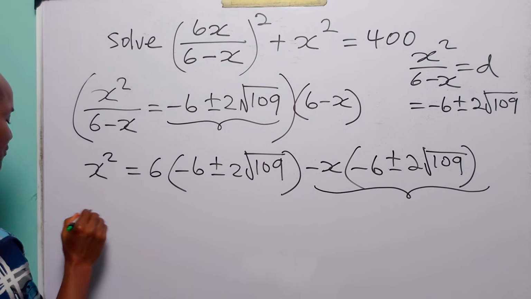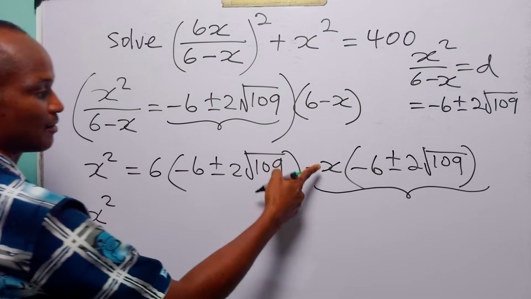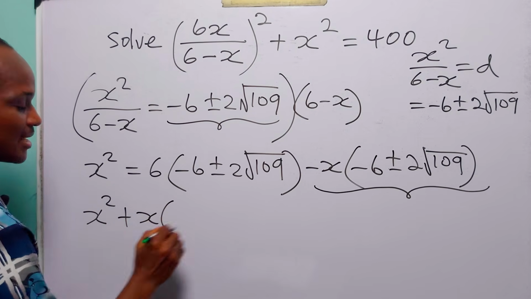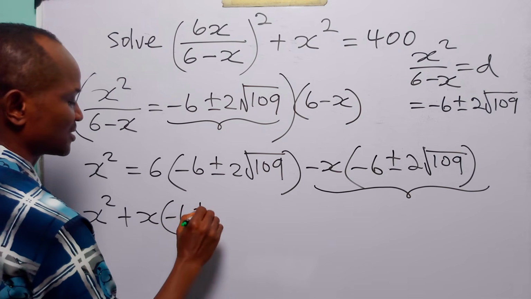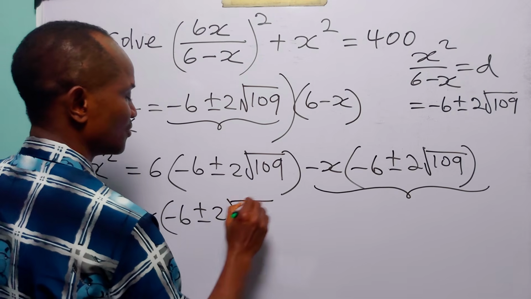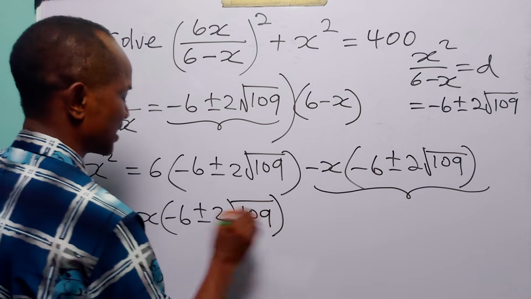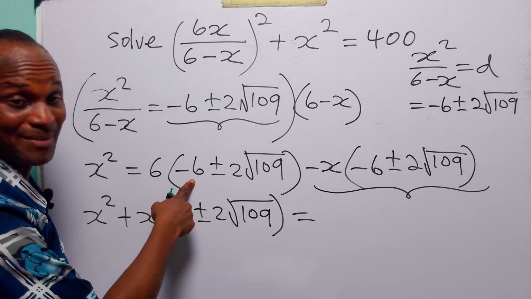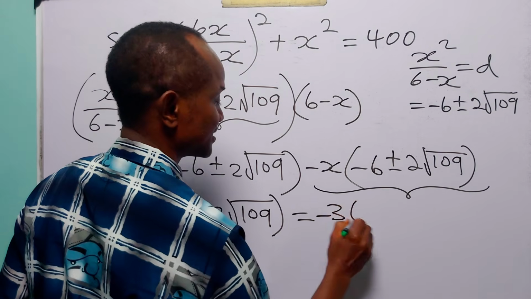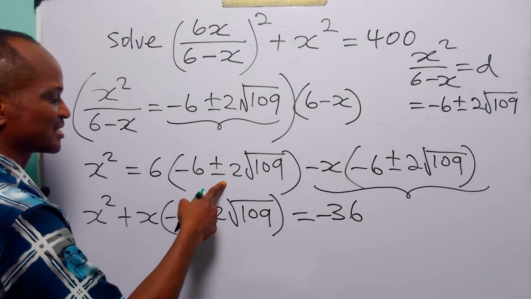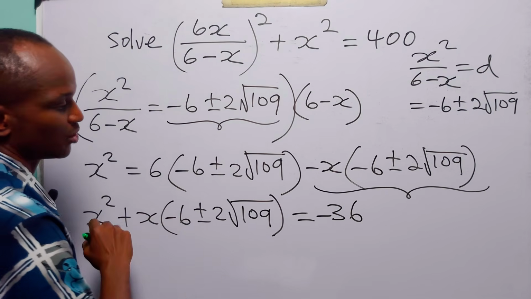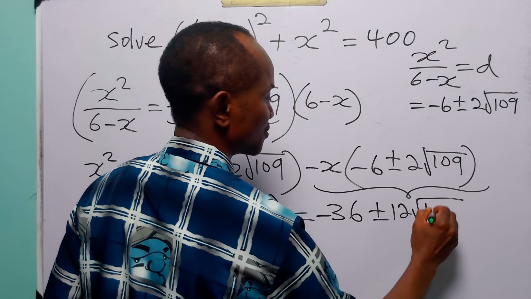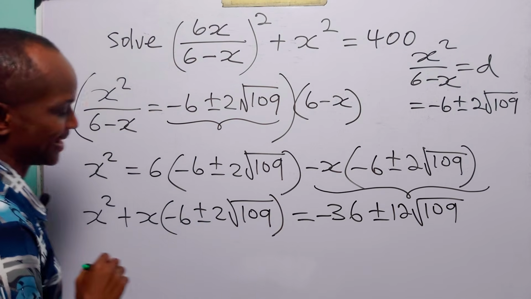When we do that, we have x squared minus becomes plus x times (minus 6 plus or minus 2 root 109). And of course, this is equal to 6 times minus 6 is minus 36. 6 times plus or minus 2 root 109 is plus or minus 12 root 109.